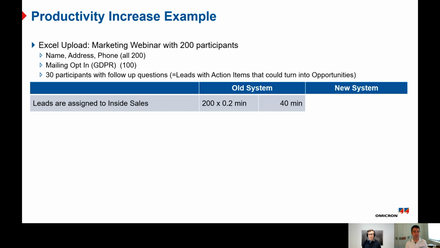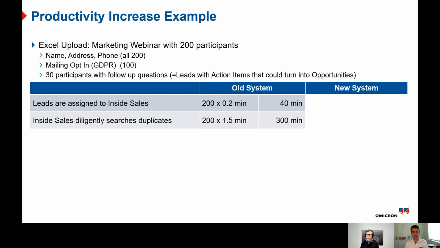So the first thing was all these 200 people had to be imported. We did that previously with the Excel import. Then we had to assign them to the correct inside salesperson. So that took maybe 40 minutes. That inside sales team had to diligently search for duplicates. So that's maybe another 300 minutes, kind of one and a half minutes per record.